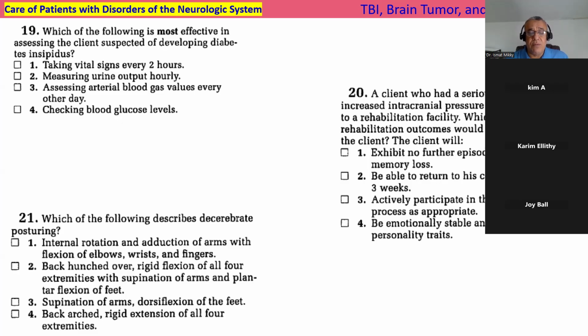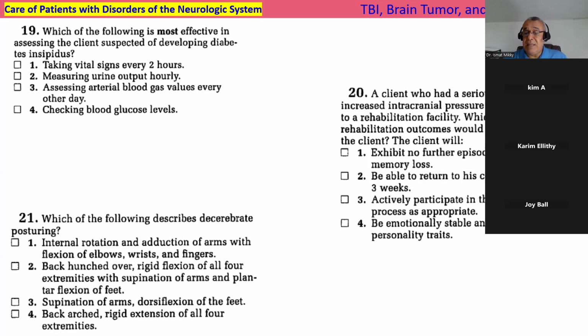Back arched for both. Legs for both. The only difference is the extension, and it's basically extension of both lower extremities for both conditions, but for the upper extremities, here all 4 extremities are extended. So decerebrate posturing occurs in clients with damage to the upper brain stem. When the upper brain stem is damaged, patients will maintain this position.